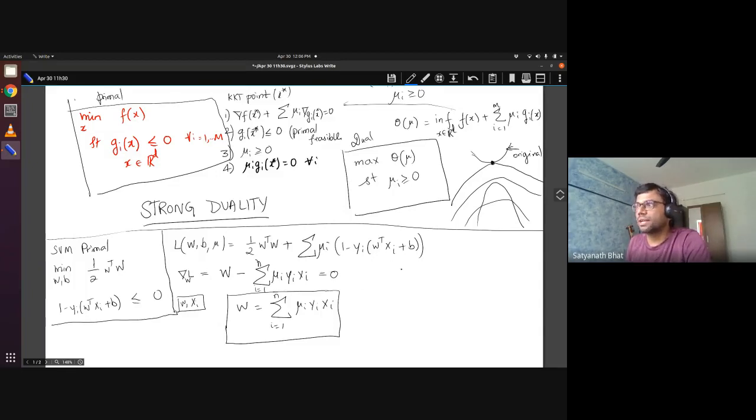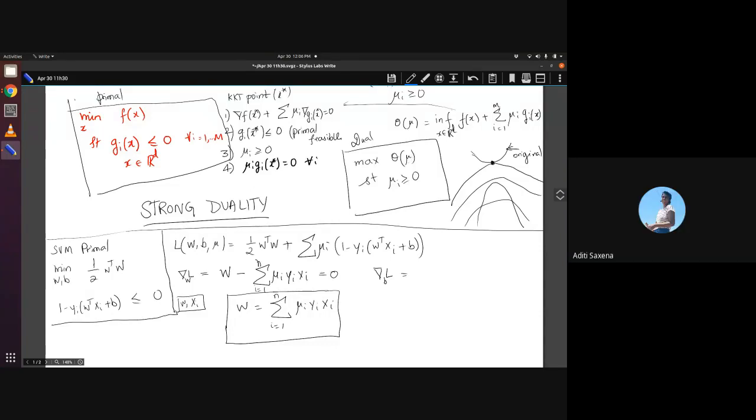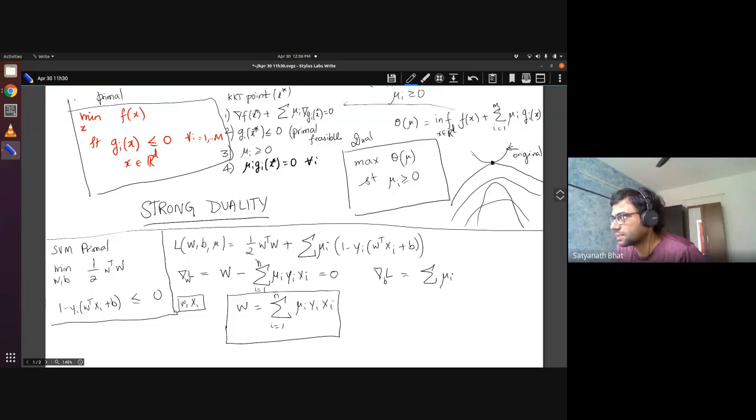Can we do the second one also? What is the gradient of the Lagrangian with respect to B? Summation mu i yi. Minus, because there is a minus yi. Okay, so now we are getting this. This is the first condition that we got. The second condition, when you set this equal to 0, we will get summation mu i yi equal to 0.